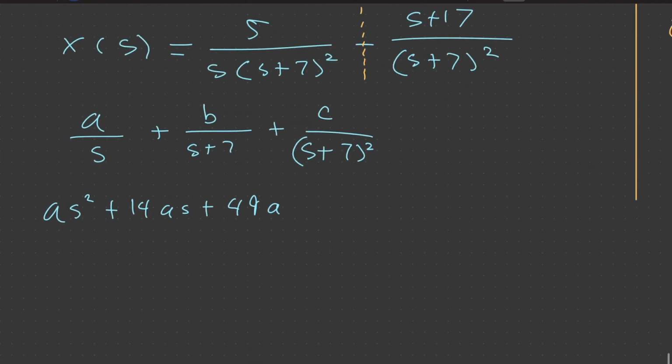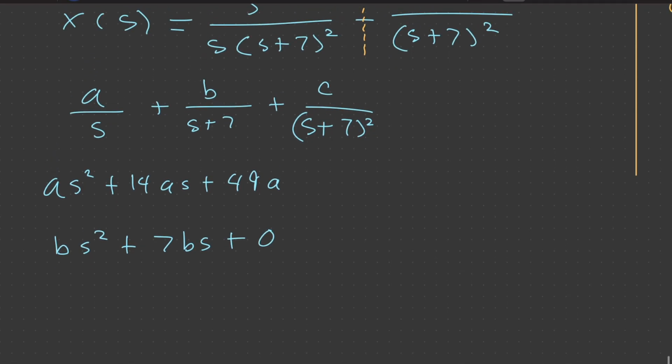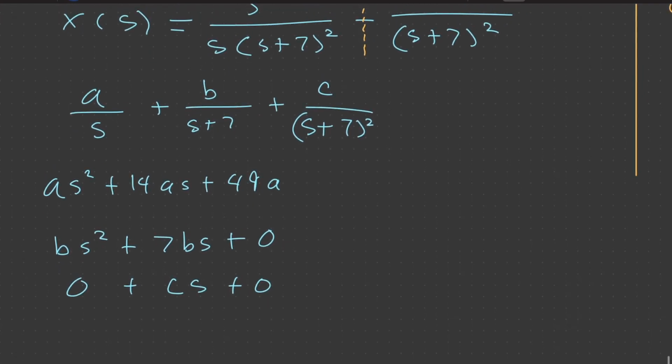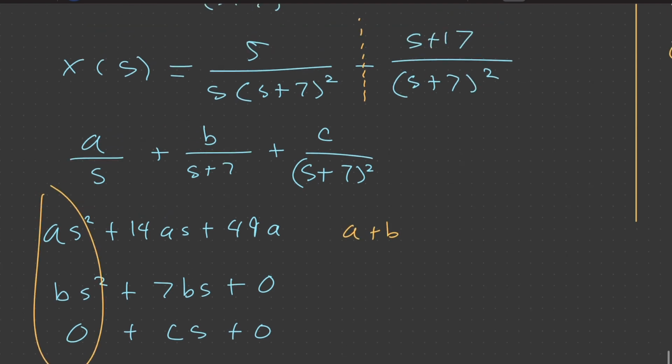Next is going to be b. We're going to have bs squared plus 7bs. And I think I'm lining everything up. I'll do a 0 here to keep track. And then lastly, we're going to have c, and we're only going to have a cs. There's going to be no other terms. So now, these must all add up. So let's look at this column. We have an a plus b, and those correlate to the s squared term. But we can see in the top, we only have a constant. We have no s squared term, so a plus b has to equal 0.